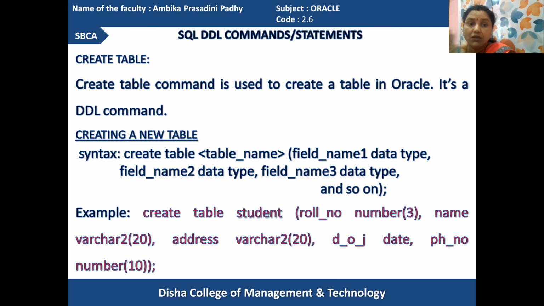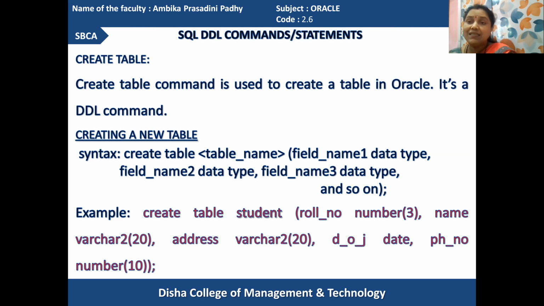Create table student, roll number, name varchar2, address varchar2, date of joining, DOJ, you can mention date, phone number. The data types we have discussed previously are number, varchar2, date, like that. The number data type is for storing number type of data. When you want to store a roll number, it must be carried in a roll number field, the data type should be mentioned as number and its size is 3.